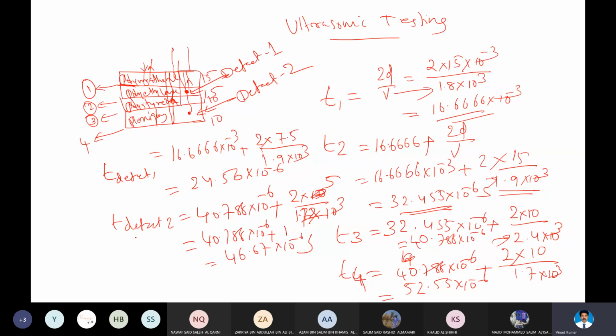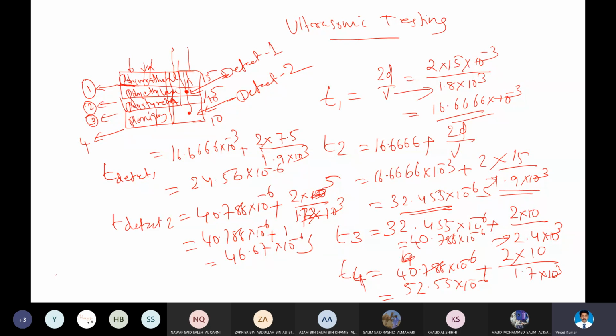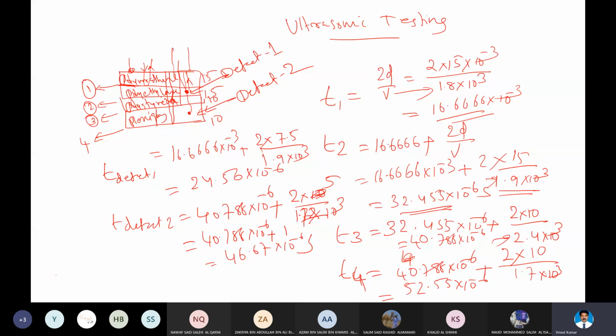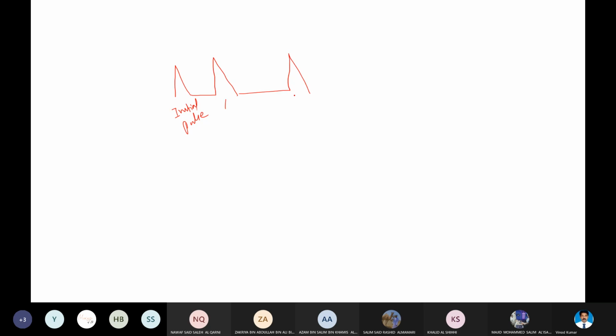Now the last one is sketching. How do we sketch it? When we sketch it, I will draw a small figure here. The first echo will be the initial pulse from here. This is the initial pulse. Second one is from 1. I will write just 1 only so that you can understand. Then from 1, this is 1, then this is 2, then 3, and 4. Remember, 4 is the back wall.